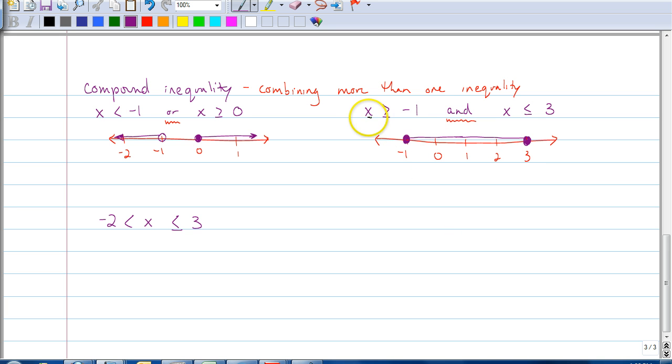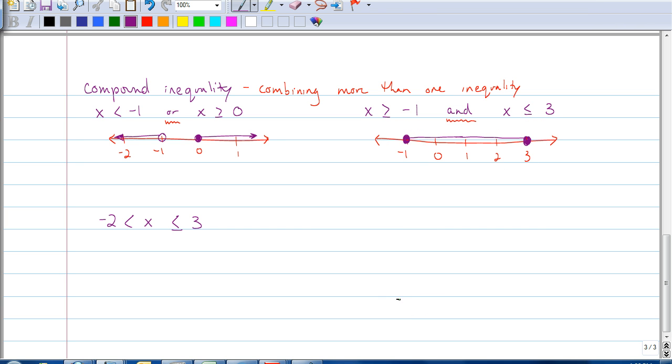Because if I put -1, -1 is greater than or equal to -1, and -1 is less than or equal to 3. Or 3. 3 is greater than or equal to -1, and 3 is less than or equal to 3. But if I pick anything outside of these, it would make a false statement. So this would be my solution set, going from -1 to 3.